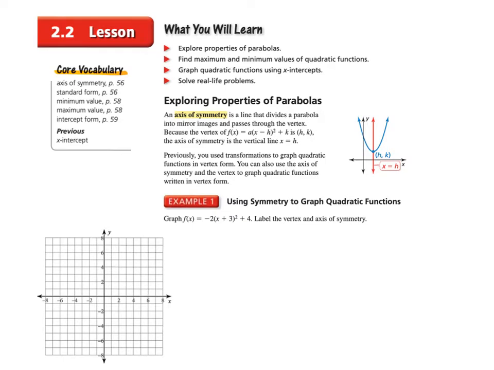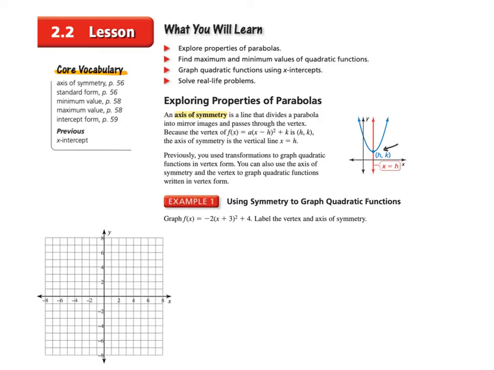The first thing we'll look at with parabolas is that they actually have an axis of symmetry. They are symmetric. If you remember what an axis of symmetry is from geometry, it's the same idea in Algebra 2. It's a line that divides the parabola into mirror images, and it always passes through the vertex. The vertex, if you remember, is the very bottom of the U-shaped function. It is either the minimum value or the maximum value, depending on which way your parabola opens.